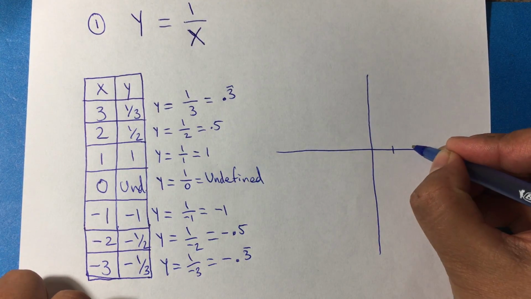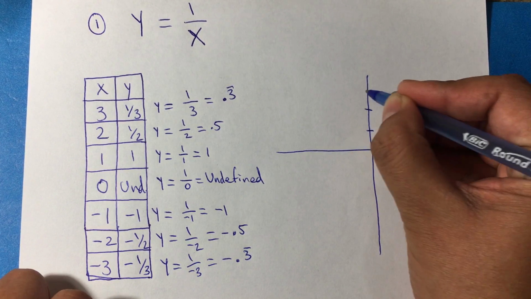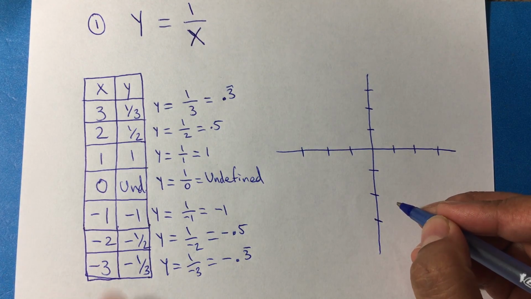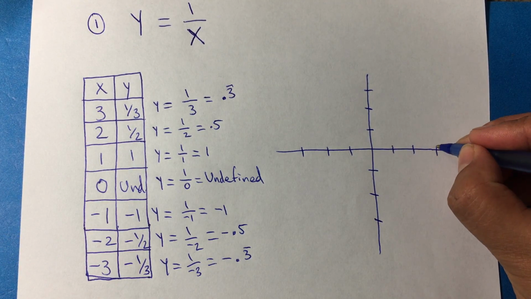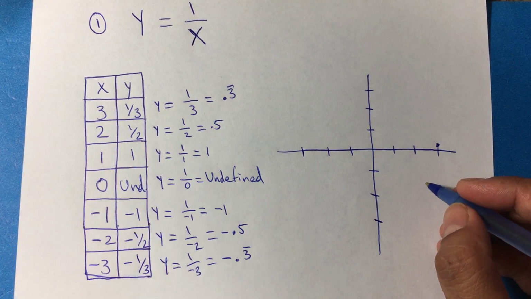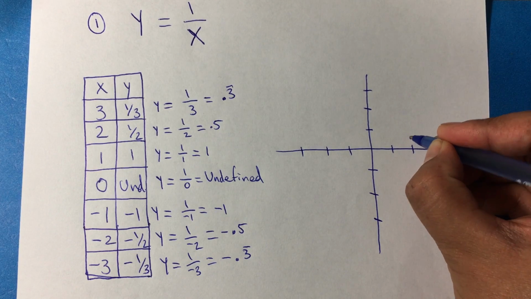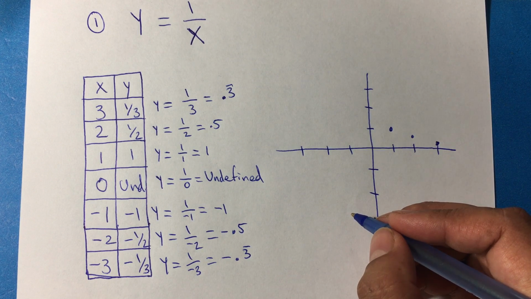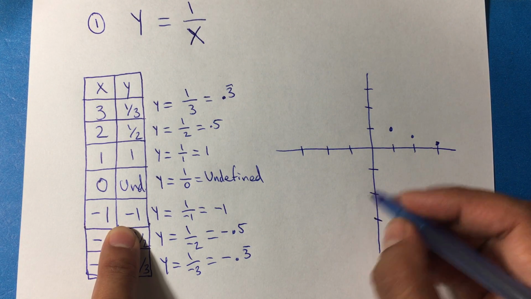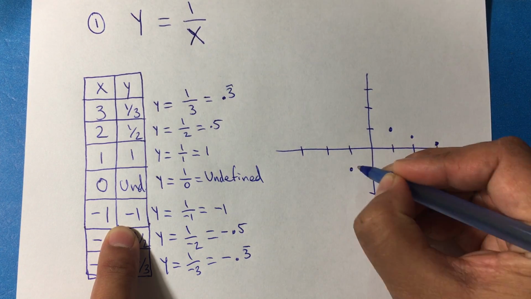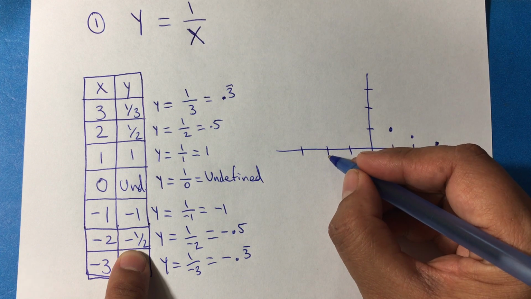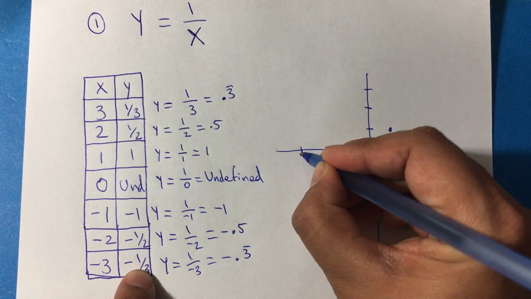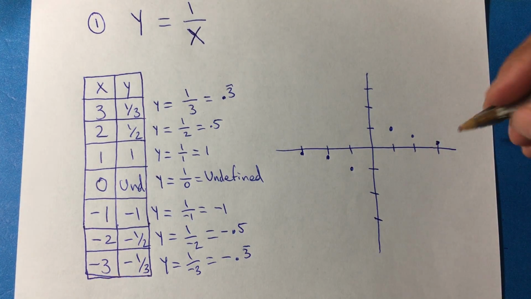So 1, 2, 3, 1, 2, 3 on each axis. At 3, we have 1/3, so somewhere in there. At 2, 1/2 is around there. At 1, 1 is right there. At 0, it's undefined, so we don't touch it. And then we have -1, -1, so it's right there. -2, -1/2 is around there. -3, -1/3 is around there. And we can see that our graph goes something like this.